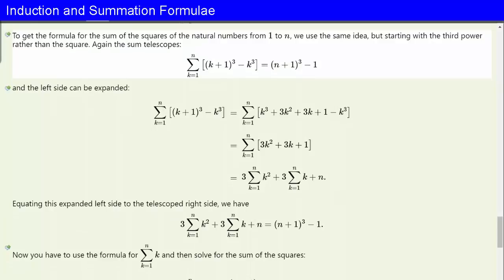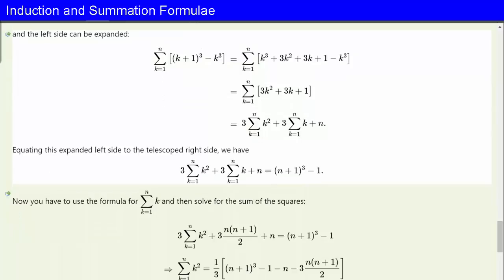To get the formula for the sum of the squares of the natural numbers from 1 to n, we use the same idea, but starting with the third power rather than the square, and again the sum telescopes. That is, we write down summation k equal 1 to n of the difference k plus 1 cubed minus k cubed, and that telescopes to just be n plus 1 cubed minus 1.